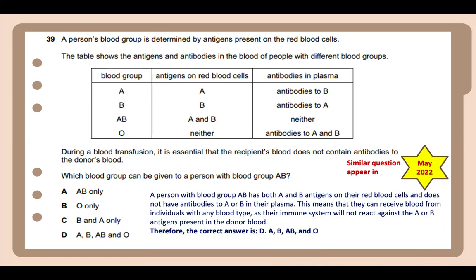This is also a similar question appeared in May 2022. A person with blood group AB has both A and B antigens on their red blood cells and does not have antibody A or B in their plasma. This means that they can receive blood from individuals with any blood type, as the immune system will not react against the A or B antigens present in the donor blood. So therefore, the correct answer is D.